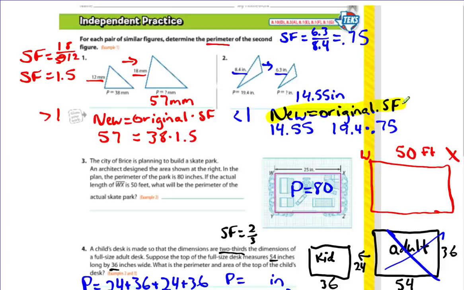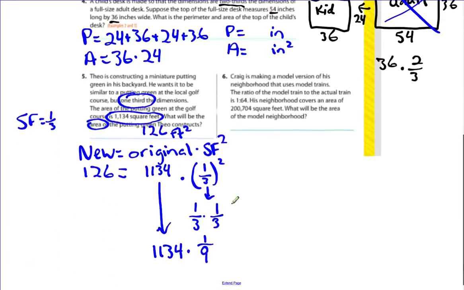So new equals original times scale factor. That's if we're finding perimeter or just side lengths, that works. And then if we're looking for area, or later on this year, if we're doing surface area, it's original times scale factor squared. So if you can remember those, you'll do just fine. Alright, that's it.